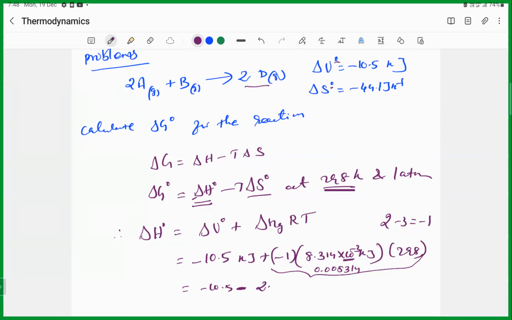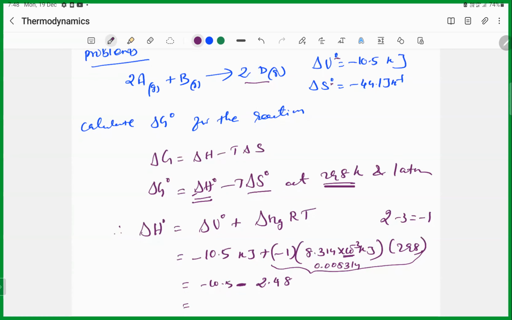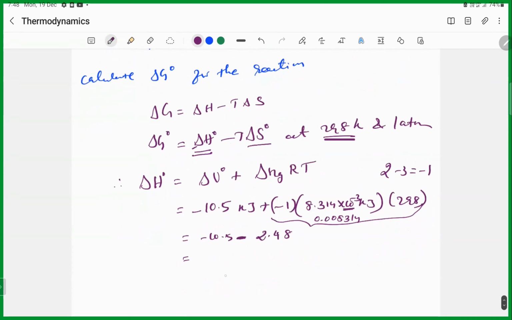For me, it's becoming 2.48. Okay. So when you do minus 10.5 minus 2.48, it becomes minus 12.98 kilojoule. Kilojoule is common, no? That's why they have taken kilojoule. So now you have the delta H0 value.